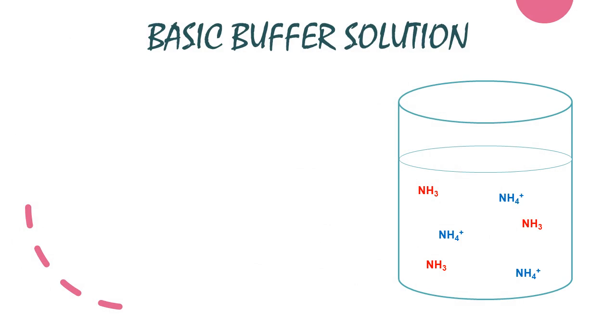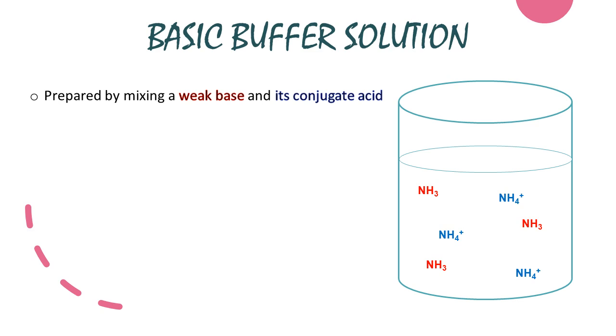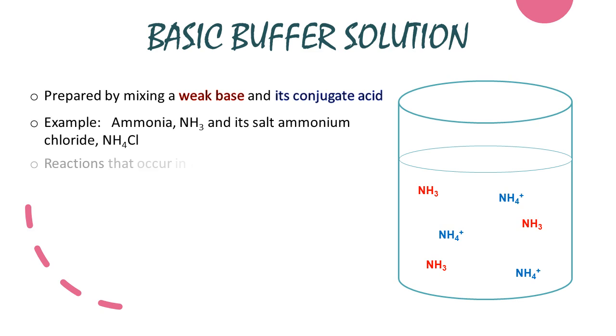Now, let's have a look at basic buffer solution. A basic buffer solution can be prepared by mixing a weak base and its conjugate acid. For example, we have ammonia and its salt, ammonium chloride. The reactions that occur in the buffer solution are as follows.